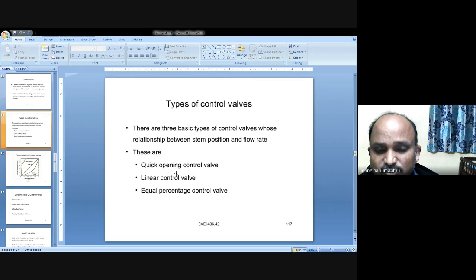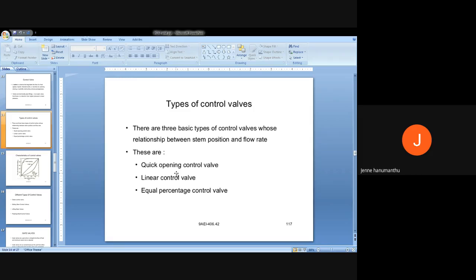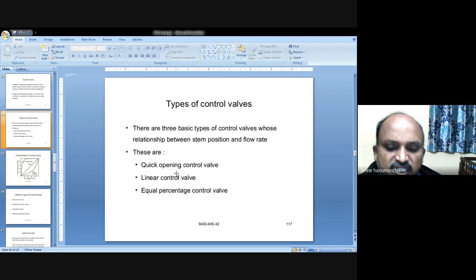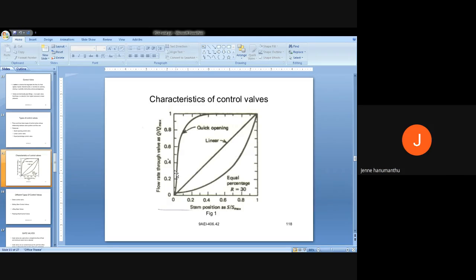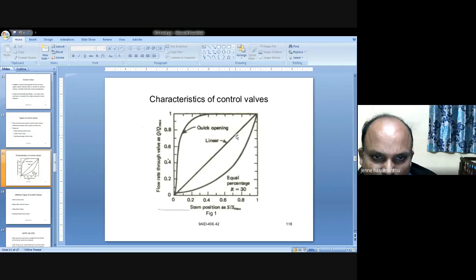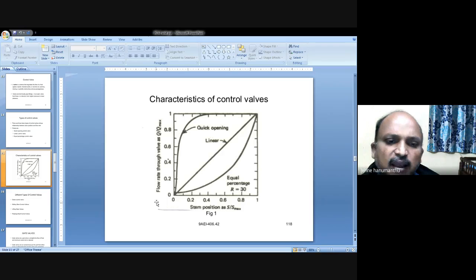So there are three types of control valves: quick opening, linear, equal percentage. What is quick opening? See the graph. In this graph, see the first graph. This total graph is drawn between stem position and flow rate. Stem position is available in the control valve. Based upon the stem position, there exists a flow rate.